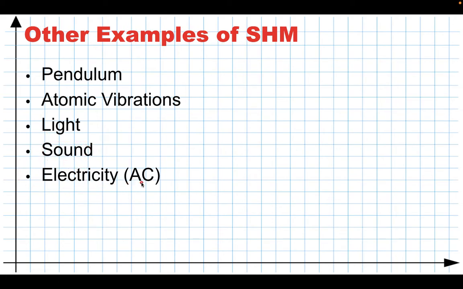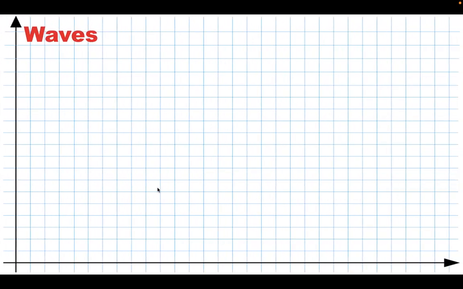And then we'll study electricity in the next unit, and for example, AC electricity, the alternating current, is a current that varies sinusoidally, so it follows the same pattern as the simple harmonic oscillators. So today the topic is waves. So the question is, what exactly is a wave?